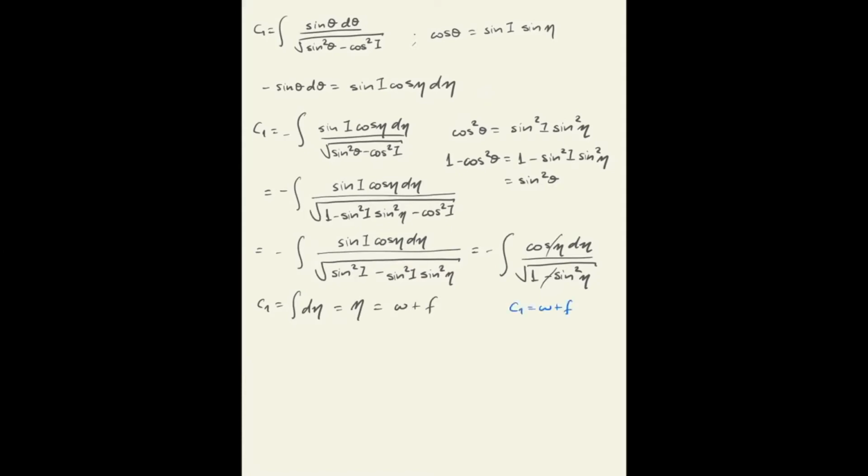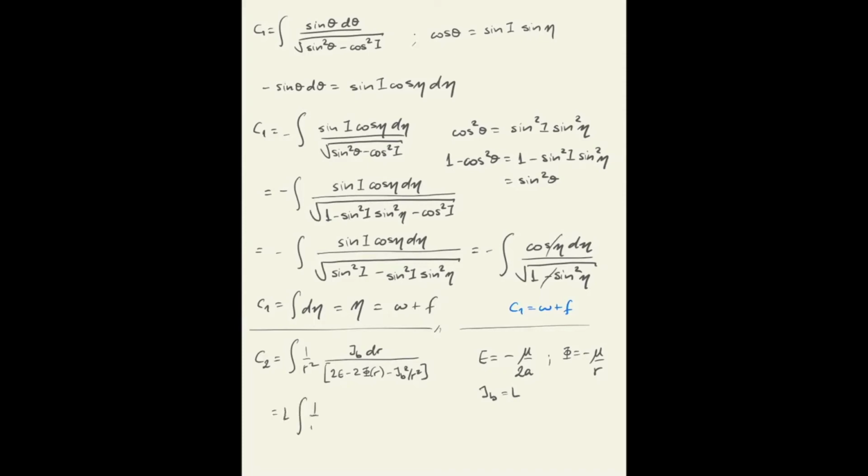And let's solve now the second integral, the C2. For this, let's substitute the energy. The energy is minus mu over 2a, and the Keplerian potential is minus mu over r. And let's substitute also the action JB by the angular momentum. What we have then is the angular momentum L times the integral of 1 over r squared, that multiplies the square root of minus mu over a plus 2 mu over r minus L squared over r squared, integrating in r.